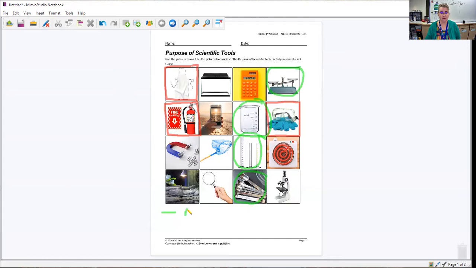So I'm going to put green for measure, and let's come back up here and grab the red. And maybe the red is S for safety, tools for safety. And then let's grab a blue, and this is going to be blue for investigation.